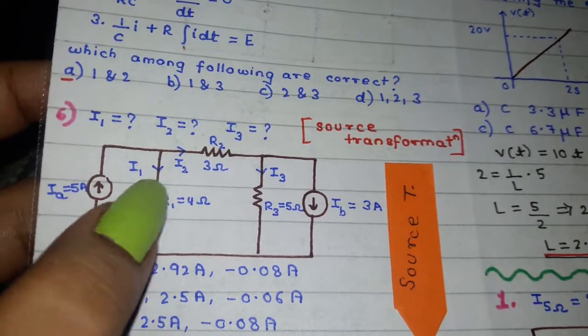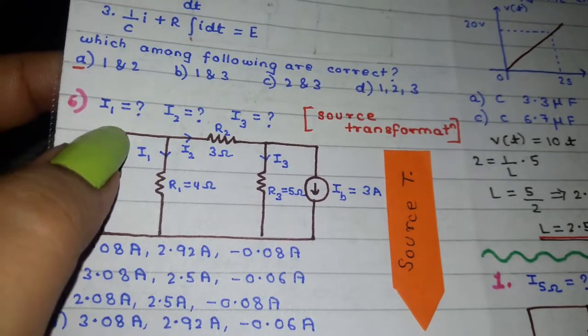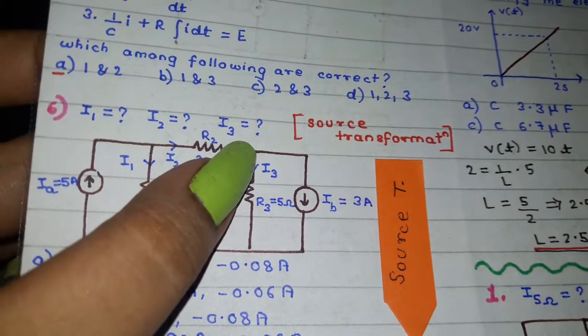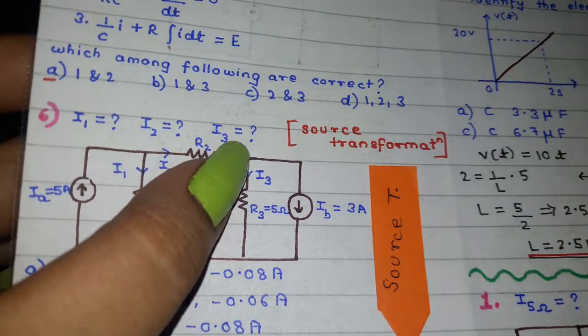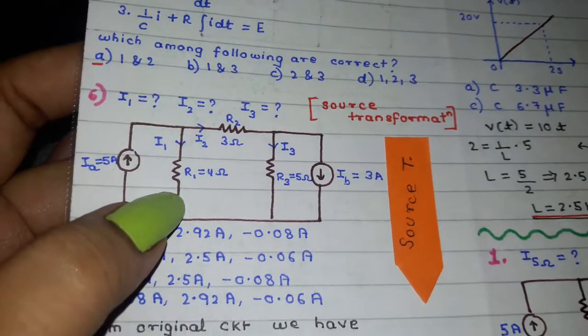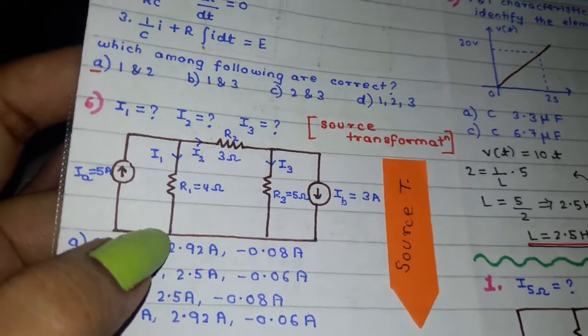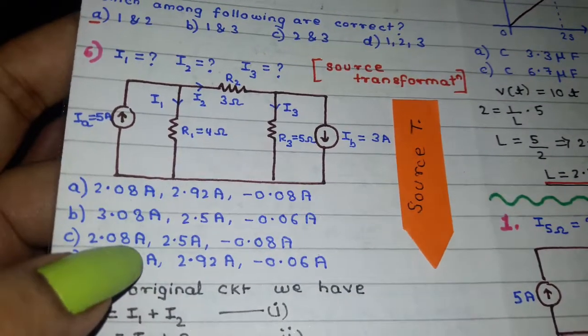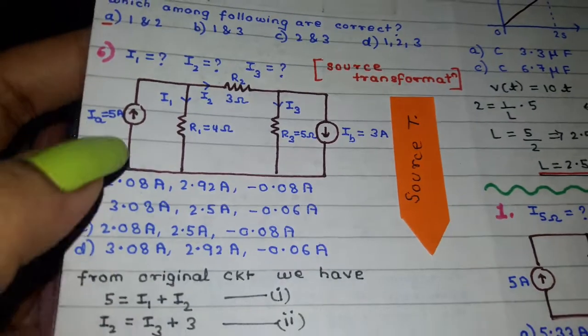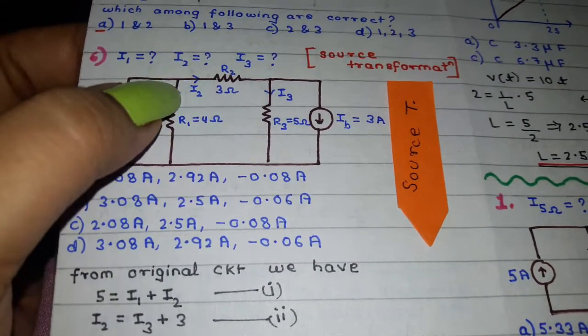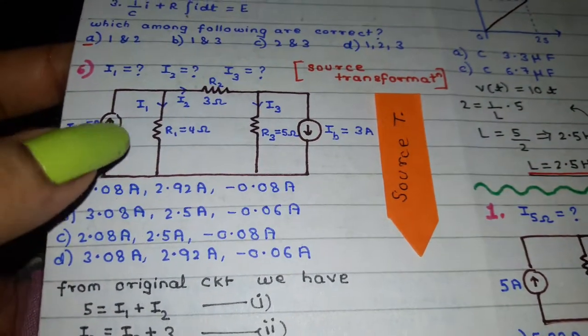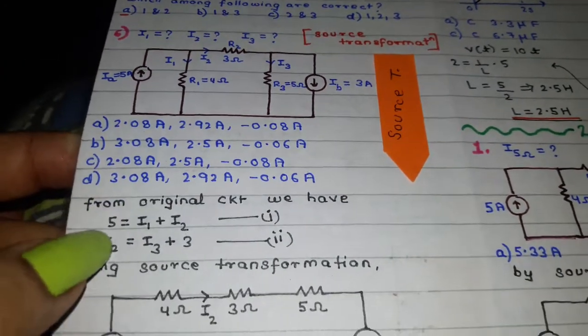This question is based on source transformation. Here I1, I2 and I3 are question marks, and we need to find out these currents. This exact question I have solved in my previous video, so make sure you check that out. For the time being, we have applied KCL at these two nodes. So on applying KCL we get these two equations.